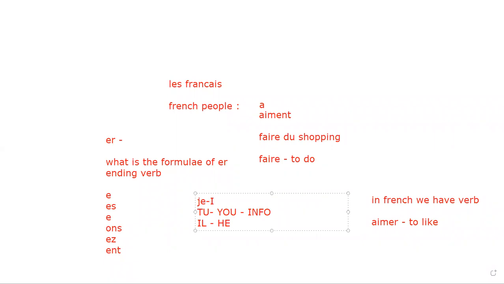Il is he. Elle is she. Nous is we. Vous is you, formal. Tu is an informal you, and vous is my formal you. And then we have ils and elles, the plural. They. If we have a male plural, we have ils. If we have a female plural, we have elles. Is it clear to you?